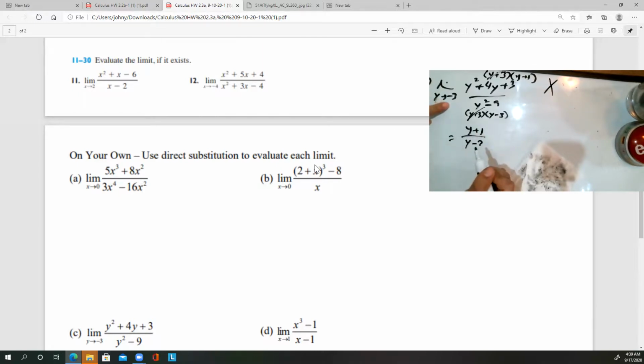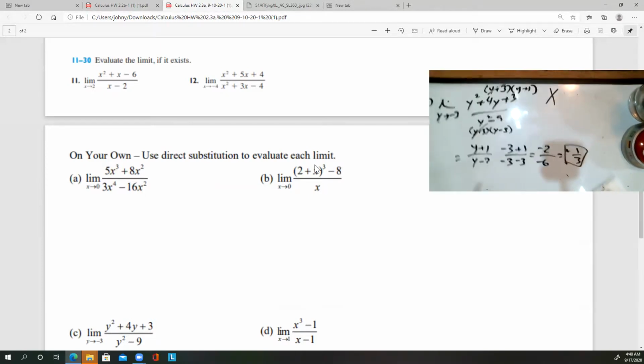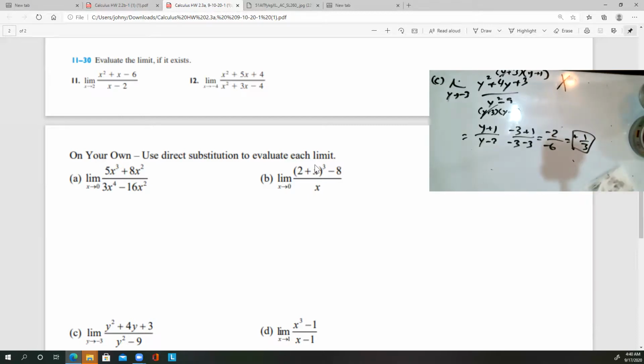What's the limit as y approaches -3? Now you can plug it in. -3 plus 1 over -3 minus 3. -3 plus 1 is -2. -3 minus 3 is going to be -6. It's going to be positive 1/3. Remember, negative divided by negative is positive. 2 over 6 reduces to 1 over 3. Okay?